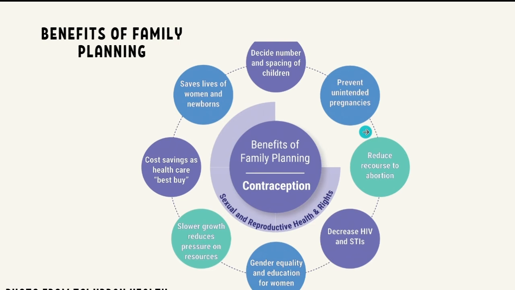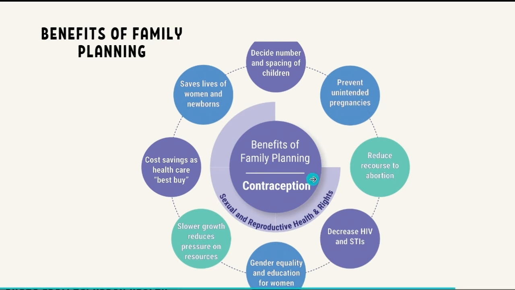It also reduces the recourse to abortion. These are both connected, because with an unintended pregnancy, they might say, oh, I don't want no child, I will get an abortion. So if you do family planning, you won't get pregnant if you know you don't want a child. That reduces the opportunity to go get an abortion, and getting an abortion can have risks to it.